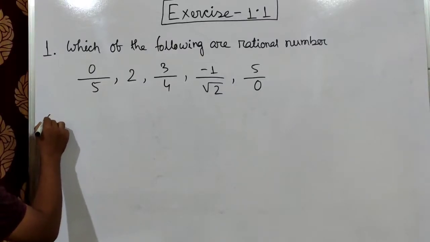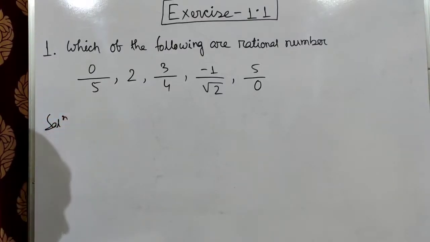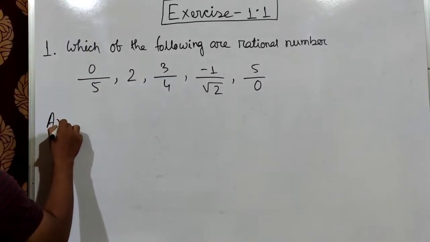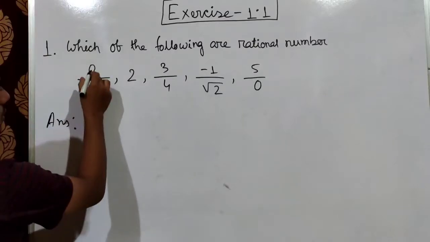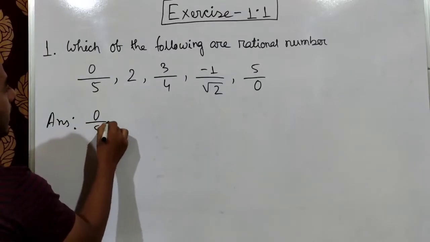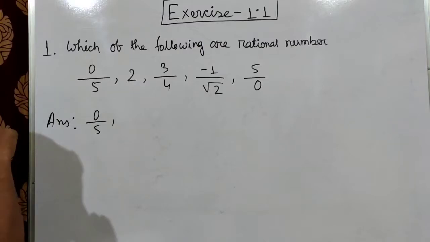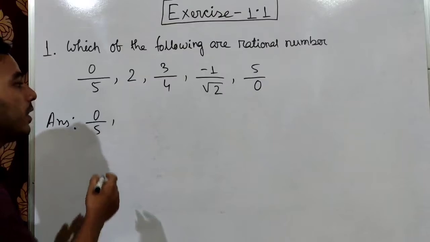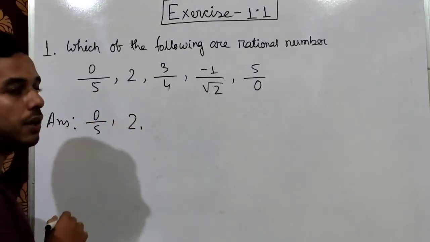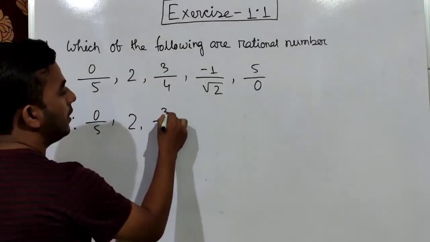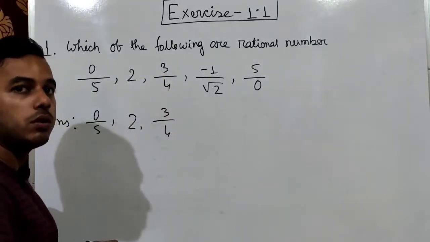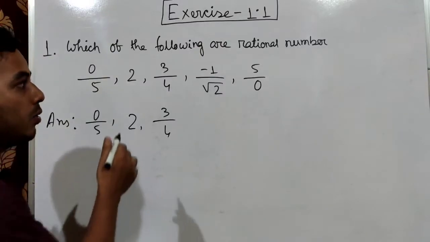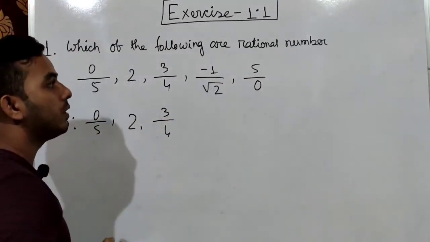So here in 0 by 5, p is 0, which is also an integer, and q is also an integer. I told you q must not be 0. So we will write the solution, or answer. We will find out the rational numbers. So 0 by 5 will be a rational number. Then 2 is a rational number, right? Because we can take the denominator 1, so it can be expressed in the form p by q. 3 by 4 is also a rational number. It can be expressed in the form p by q, and here p and q are integers and q is not equal to 0. Here q is 4.